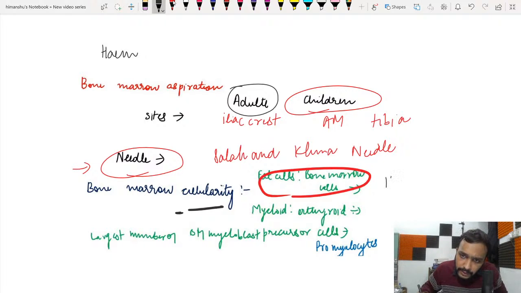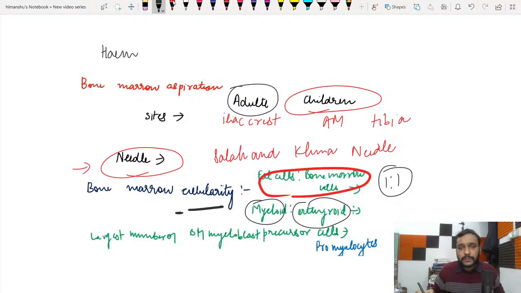It is 1 is to 1. And the ratio between myeloid and erythroid cells is, very good, 3 is to 1. And the largest number of bone marrow myeloblast precursor cells is promyelocytes.